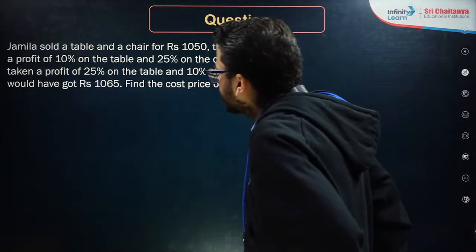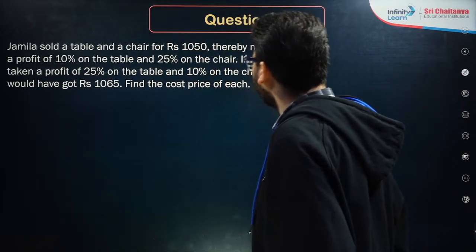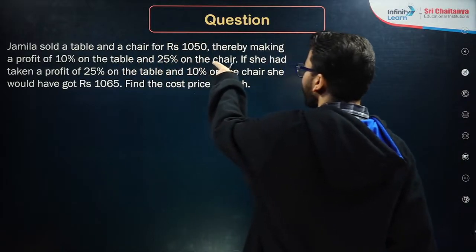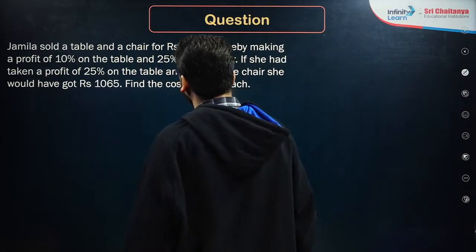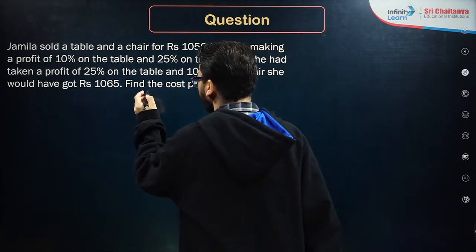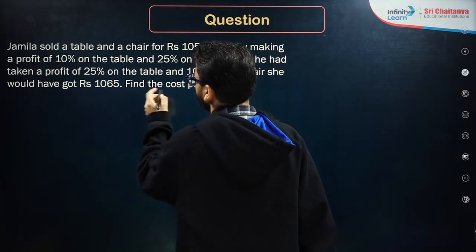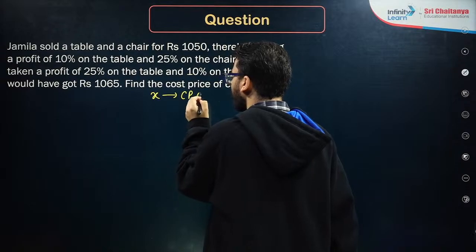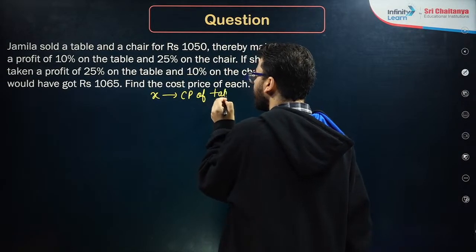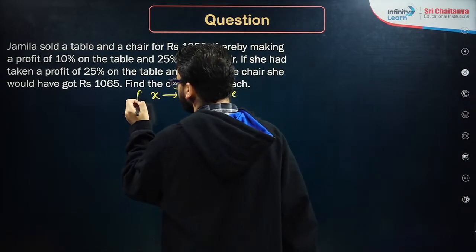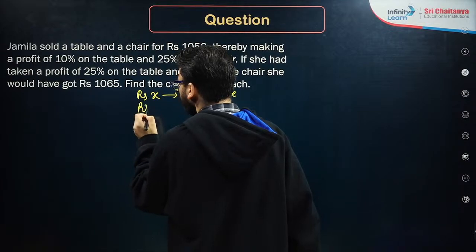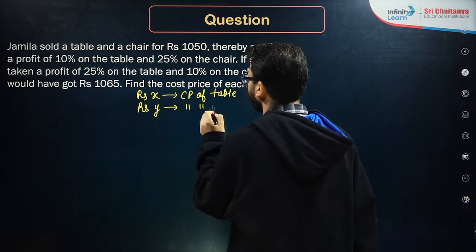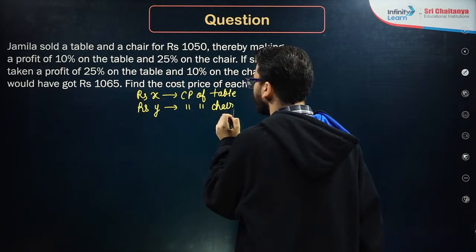Now you see, Jamila sold a table and a chair of rupees this, thereby making a profit of 10% on the table and 25% on the chair. So suppose the CP of table is rupees x, and suppose rupees y is the CP of chair. Okay, this you have to understand over, right?